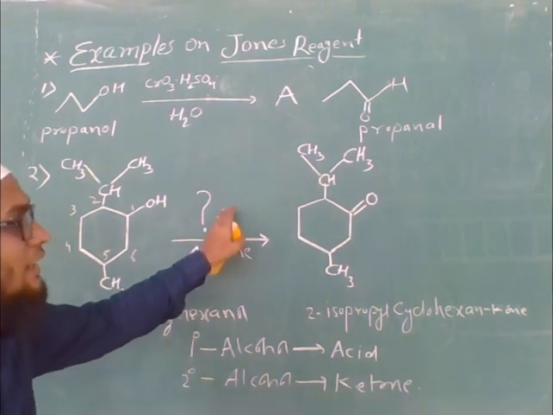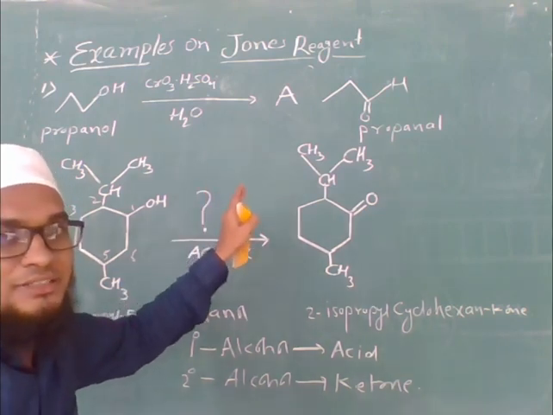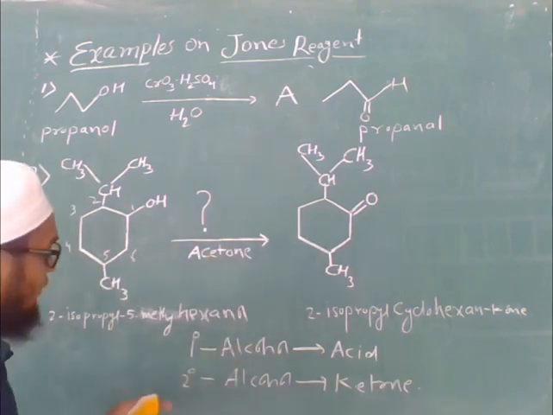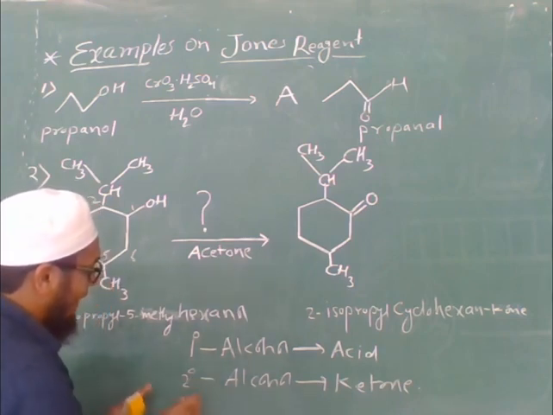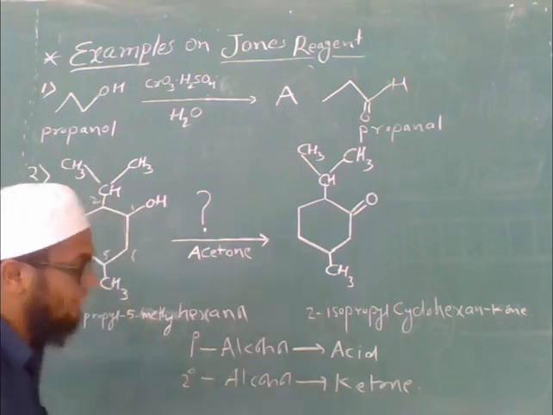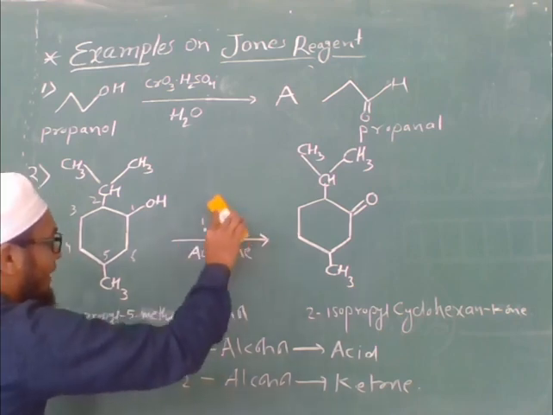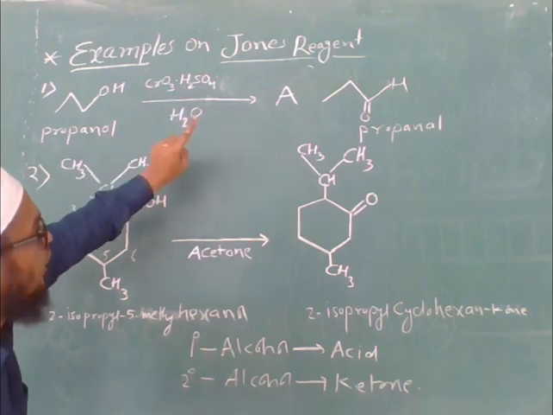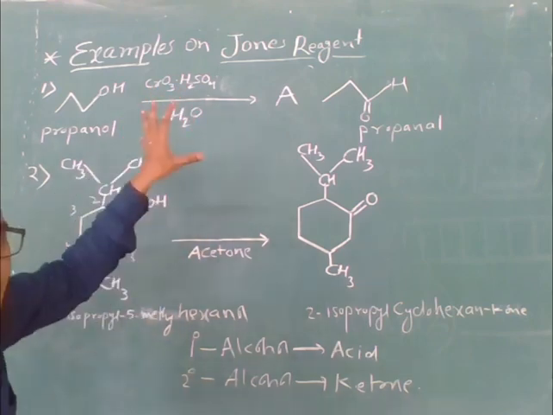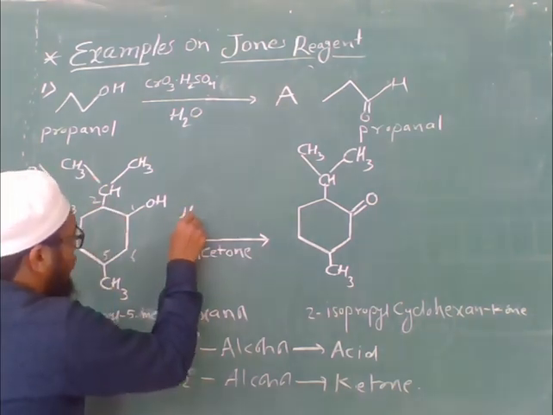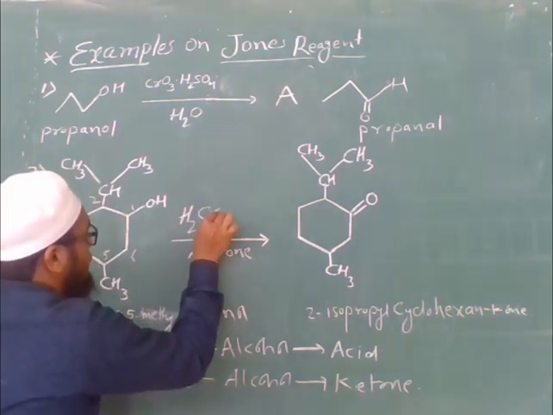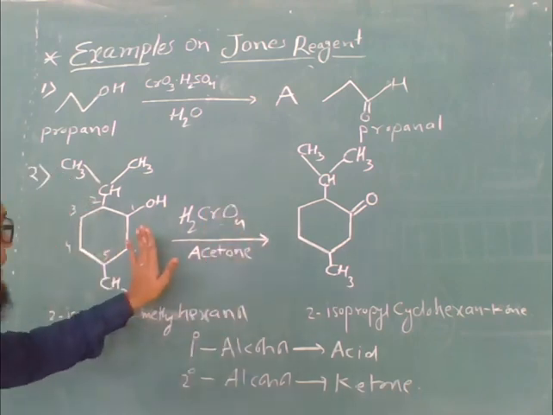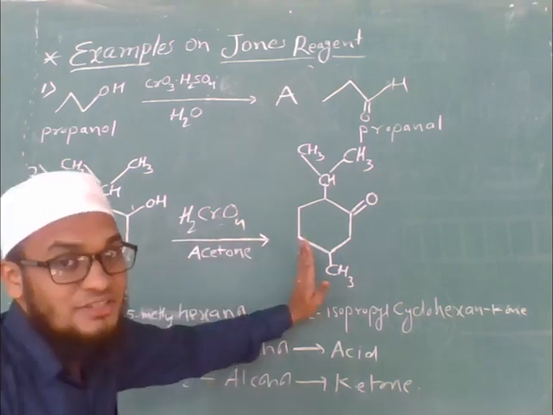With which reagent, when it reacts, does it give us ketone? So we have our Jones reagent. What does Jones reagent do? Jones reagent converts secondary alcohol into ketone. So I will remove this question mark and write chromium trioxide, sulfuric acid or water, or I will write the reactive species of this reaction, chromic acid, H2CrO4. When this reacts with the chromic acid, it will give us a ketone.